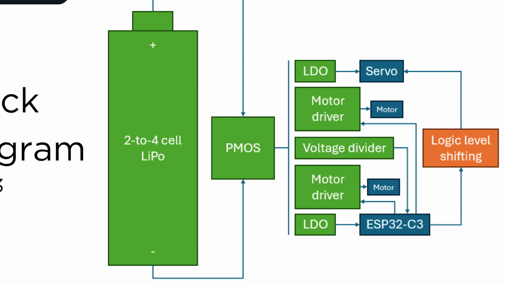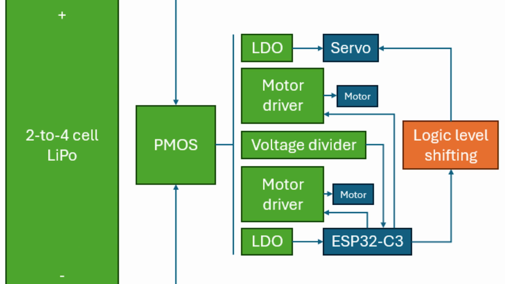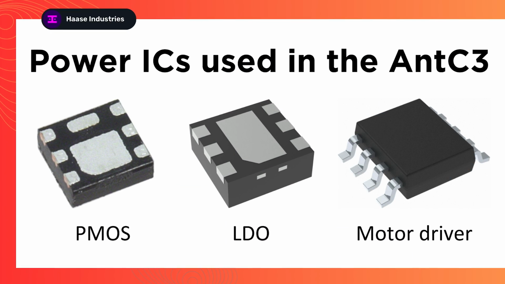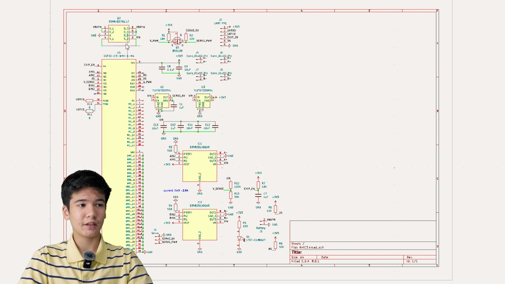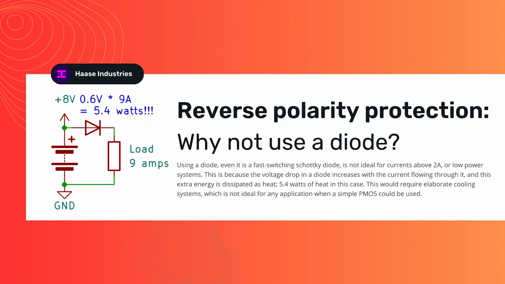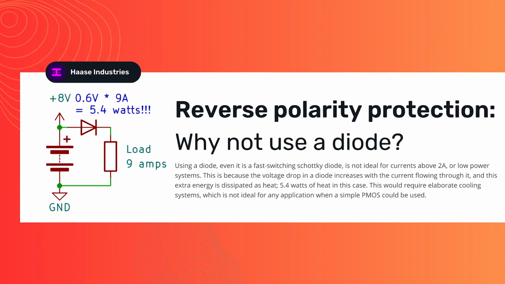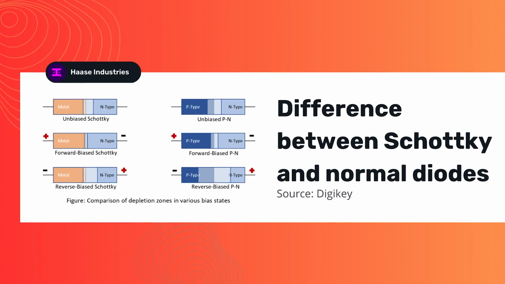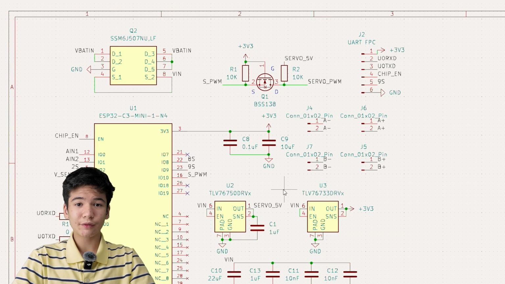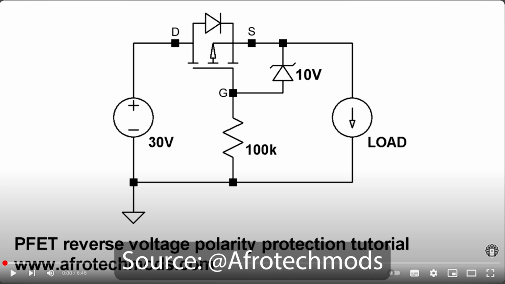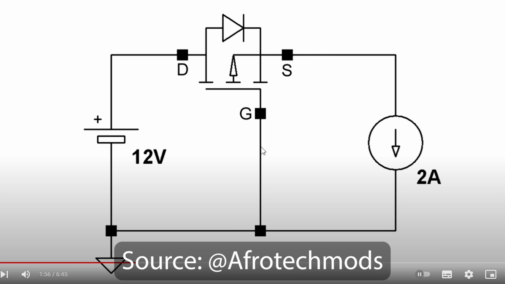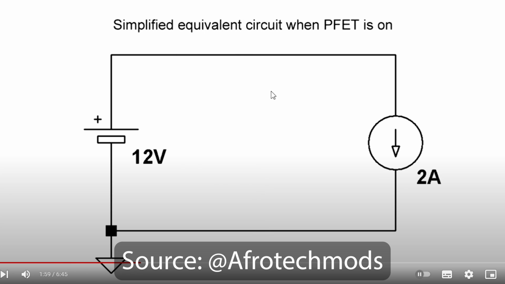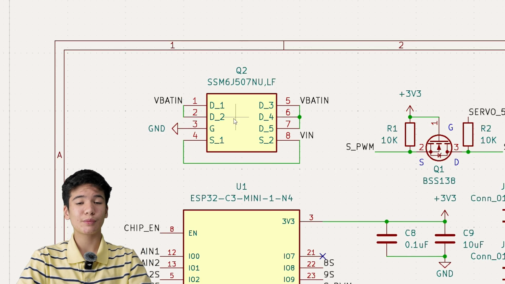First, let's start with the power circuits within this board, mainly the P-channel MOSFET, linear regulators, and motor drivers. This board is reverse polarity protected, but not with a diode, as that generates a ton of heat due to the forward voltage drop, even if we were to use a Schottky. So after a little bit of research online, I found this video by AfroTechMods, which explained that I could just place a P-channel MOSFET with the drain connected to the battery input, gate connected to ground, and source connected to the load for much more efficient reverse polarity protection.